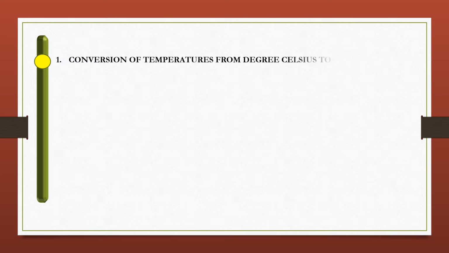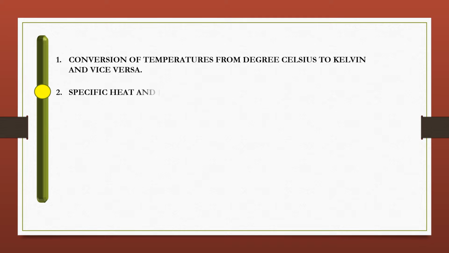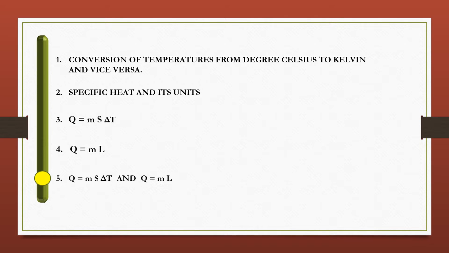Simple problems of conversion of temperatures from degrees Celsius to Kelvin and vice versa, and also specific heat and its units. Problems which are solved by using the formula Q is equal to ms delta T and also Q is equal to ml. We discuss a few problems which use both the formulas Q is equal to ms delta T and also Q is equal to ml.